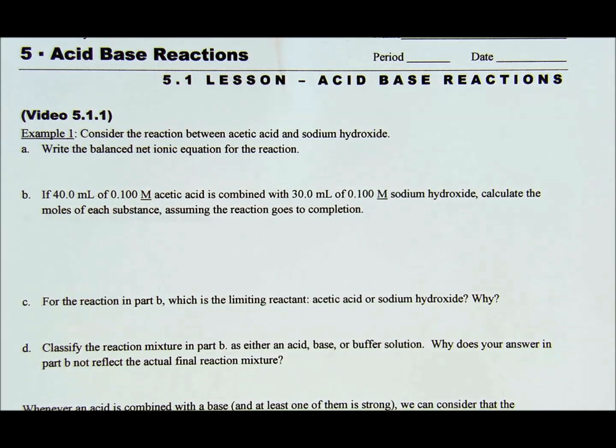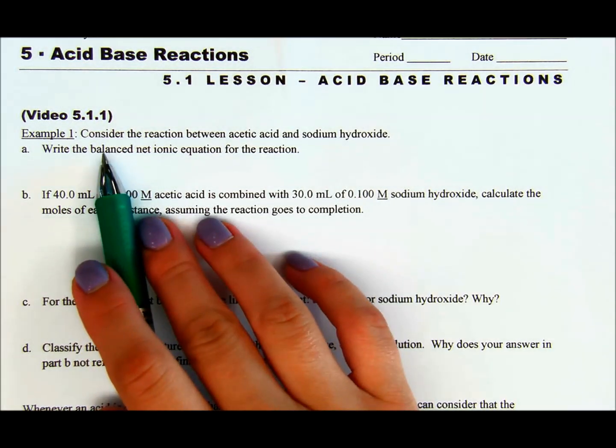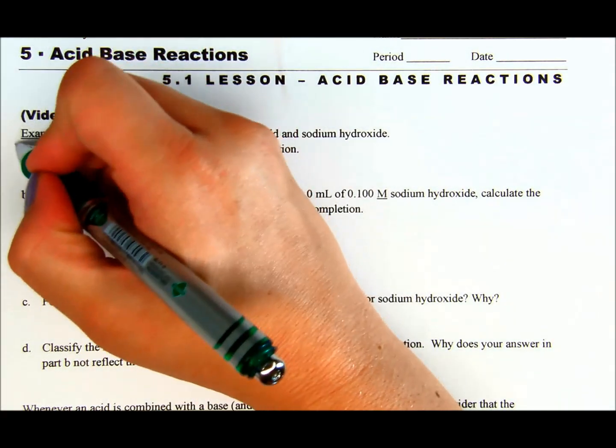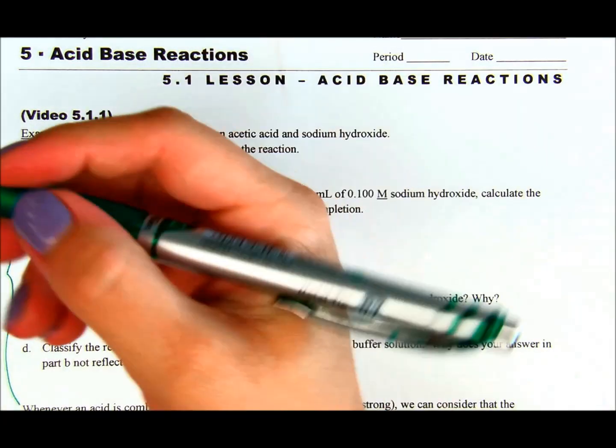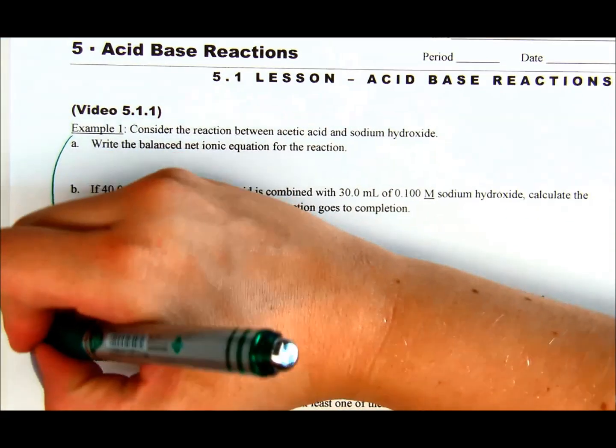Hi everyone, welcome to Unit 5, and we're going to be talking more about acids and bases, specifically about their reactions. In this first video we're going to talk about making a buffer, and then we're going to titrate that buffer and see what happens. So, example 1. This whole part right here, I just want to point out, we're going to be making a buffer, part A through D, making the buffer.